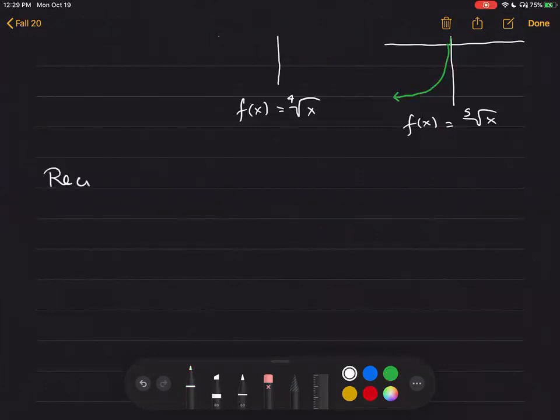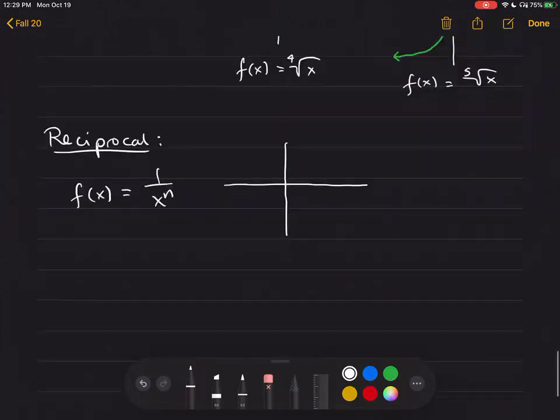Everyone's favorite, reciprocal functions. So reciprocal functions look like 1 over x to some power n. And so yes, again, let's look at what happens as we change n around a bit. So if we look at f of x equals 1 over x, we get a picture that kind of looks like this. We get this goes up to infinity, and then this curve right here.